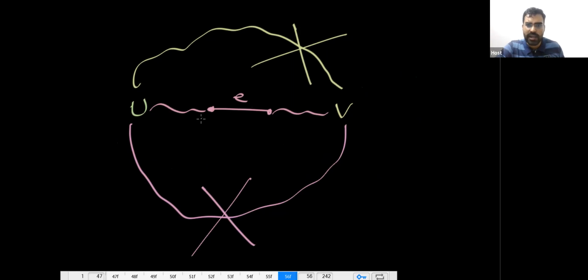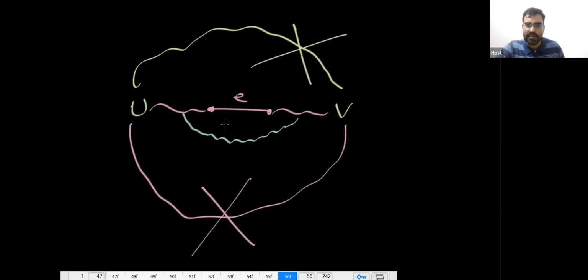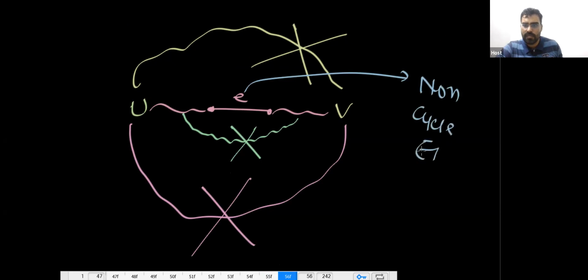And remember, can you go like this? For example, please tell me, can you go like this? Because the question is saying that every path contains E. So you cannot go like this. So finally, I can say this E is a non-cycle edge, or I can say a cut edge.